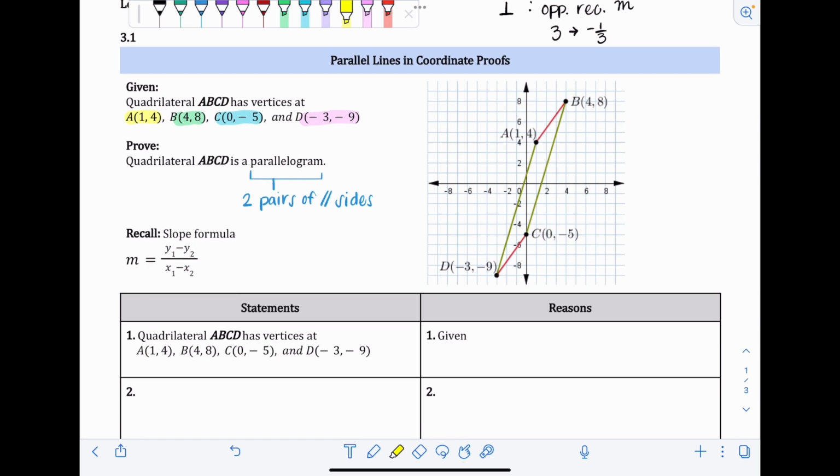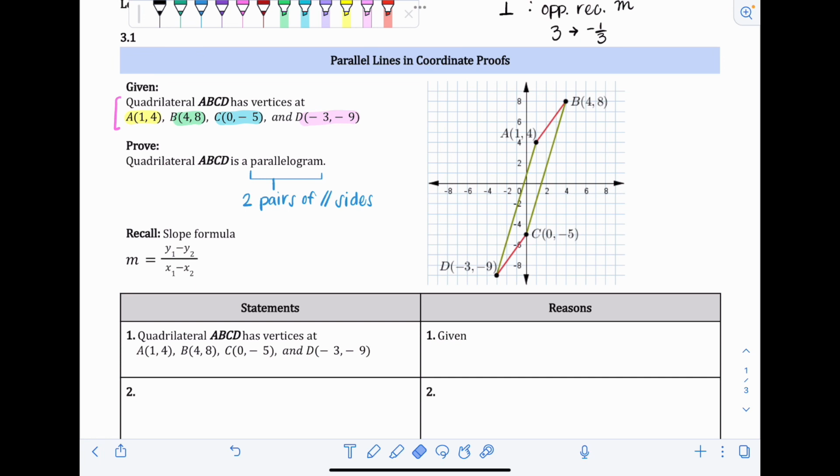Okay, so we always start our proofs by restating what is given to us. That's this section up here. Given that quadrilateral ABCD has vertices at those 4 points, we'll just copy that exact statement down into our first statement on our proof, and then the reason is that it is given. That's how our 2-column proofs always start off, stating what's given to us.